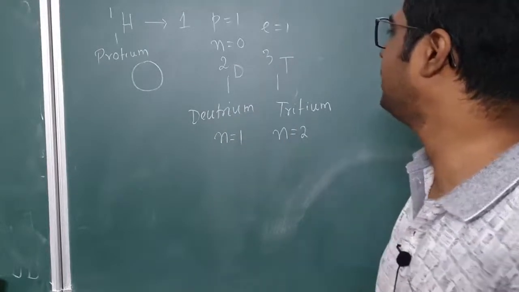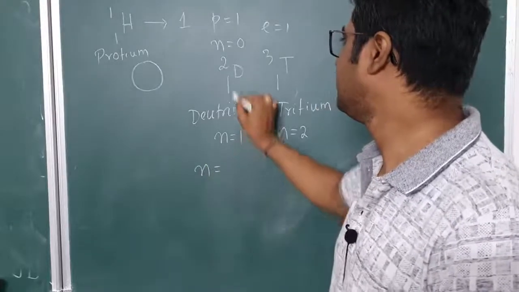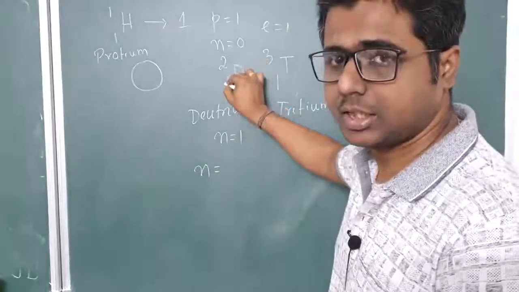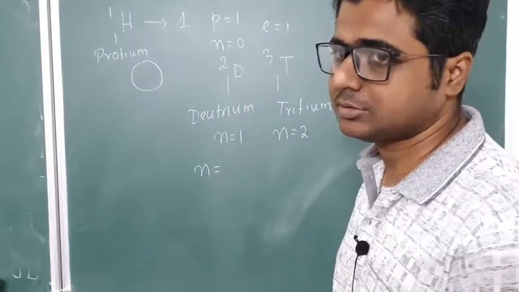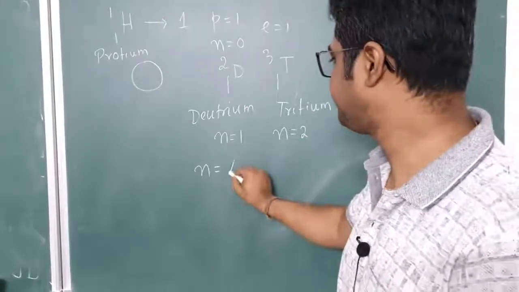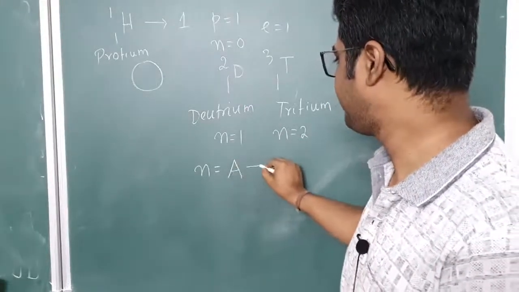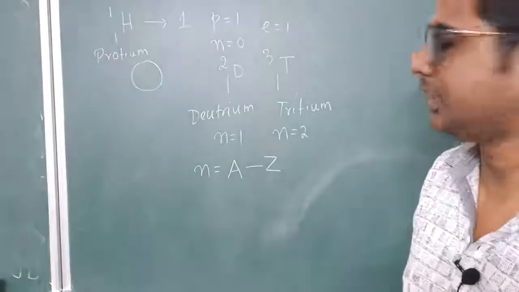So how do we calculate neutrons? We calculate the number of neutrons by the formula mass number minus atomic number. Mass number is denoted by which alphabet? A, capital A, minus atomic number, okay?